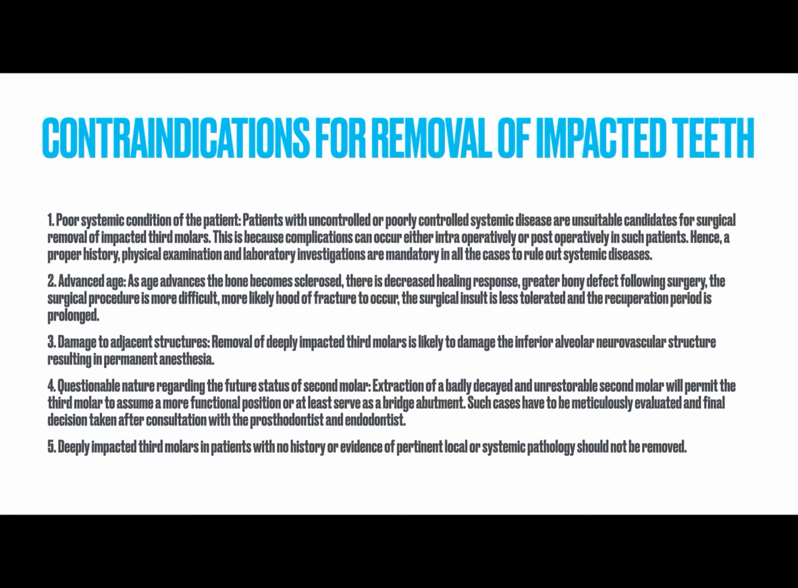Damage to adjacent structures: removal of a deeply impacted third molar is likely to damage the inferior alveolar neurovascular structure, resulting in permanent anesthesia. There is also a questionable future status of a second molar. Extraction of a badly decayed, unrestorable second molar would permit the third molar to assume a functional position or at least serve as a bridge. Such cases have to be evaluated in consultation with the prosthodontist and endodontist.